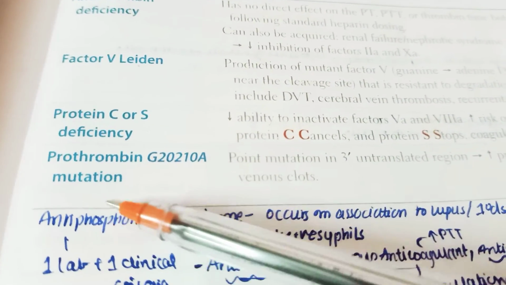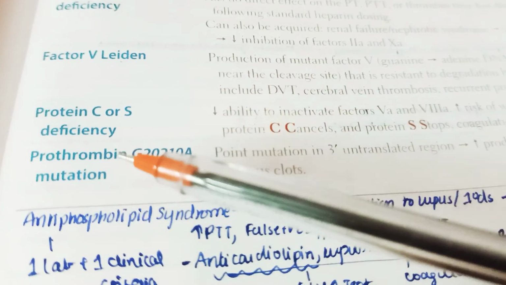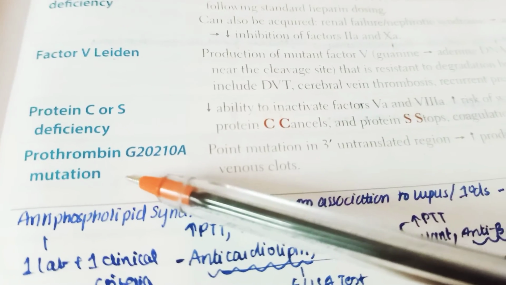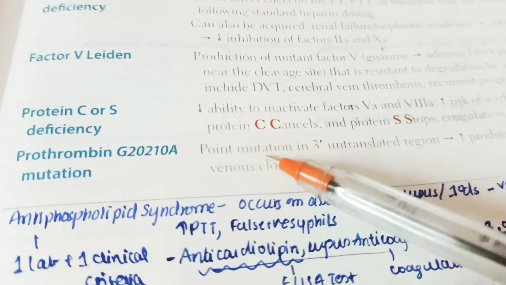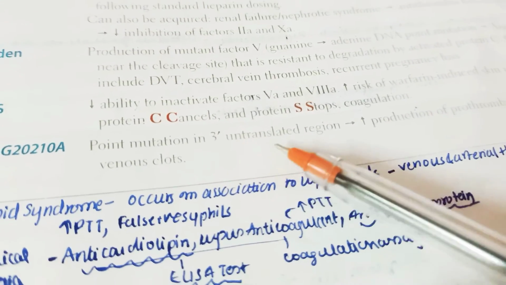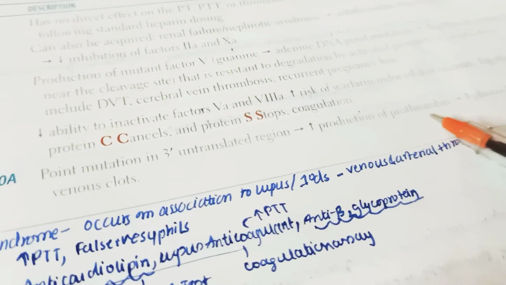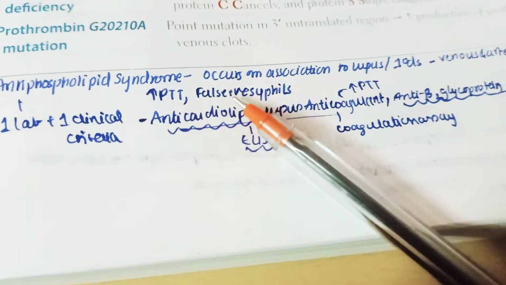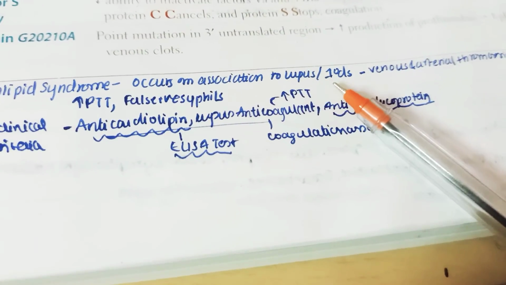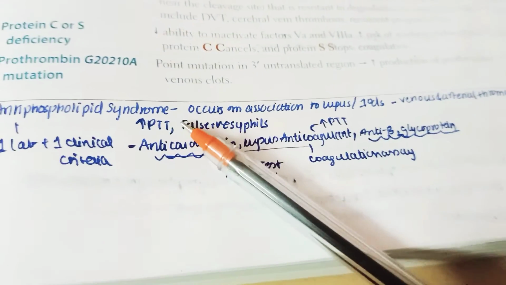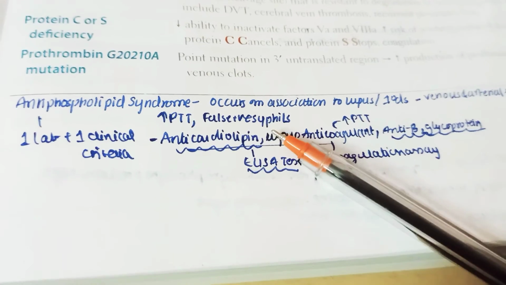Next, prothrombin mutation. If there is more prothrombin, that will lead to more formation of platelet plugs, and that will lead to more hypercoagulability. Okay, there's a point mutation in the 3' untranslated region, increased production of prothrombin, increased plasma levels, and venous clots. Antiphospholipid syndrome occurs in association with lupus or as a primary disease, with venous and arterial thrombosis, DVT, recurrent fetal loss, increased PTT, false positive syphilis test.